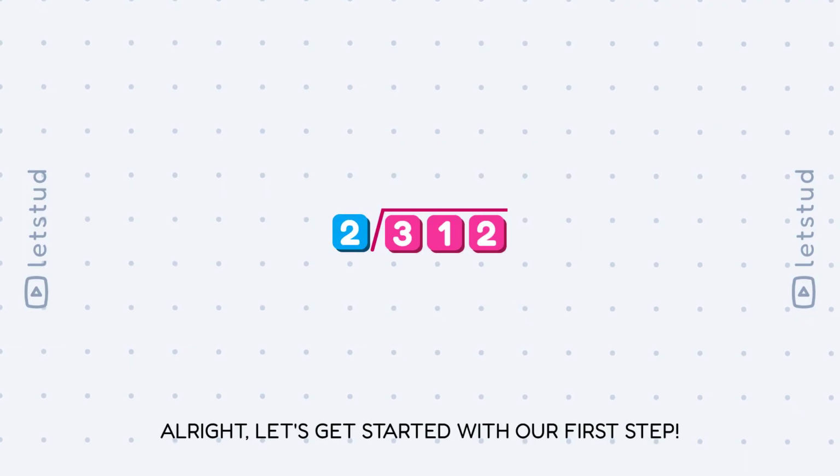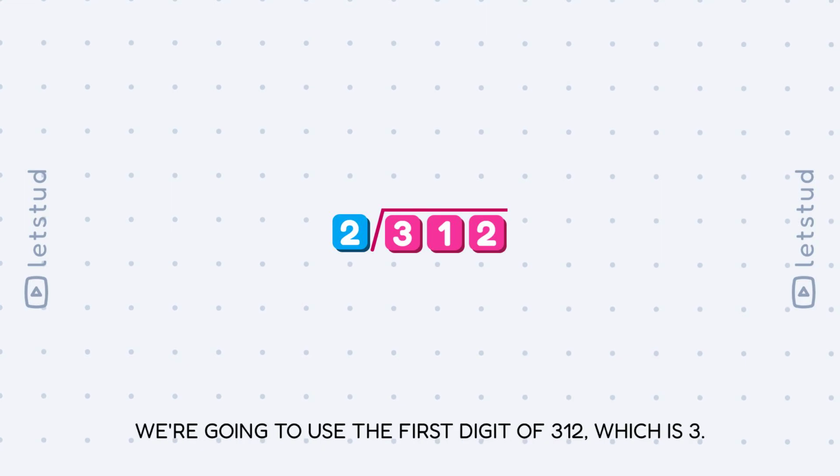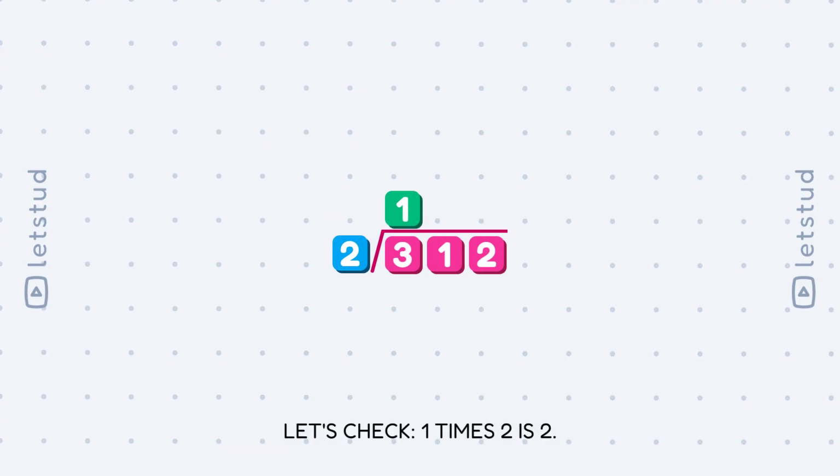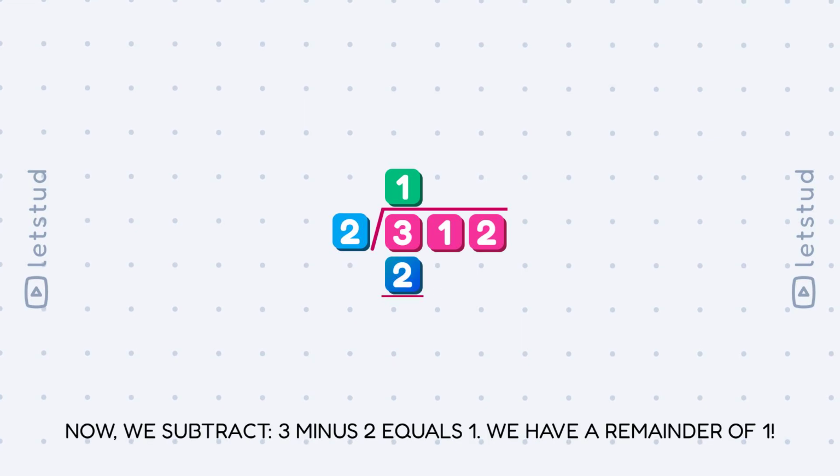Alright, let's get started with our first step. We're going to use the first digit of 312, which is 3. How many times does 2 fit into 3? It fits 1 time. Let's check. 1 times 2 is 2. Now we subtract. 3 minus 2 equals 1. We have a remainder of 1.